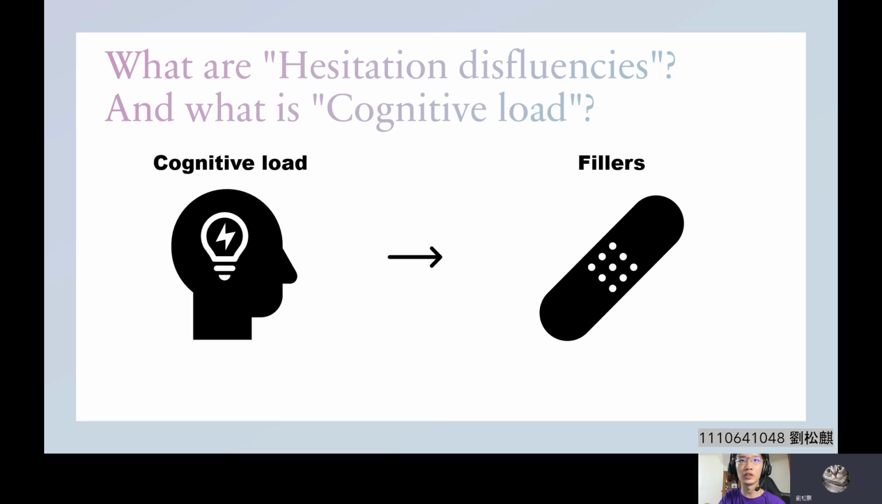In spontaneous speech, any form of nonsense pauses are called hesitation disfluencies. One of the most common hesitation disfluencies is filler words. And what is cognitive load? It is the process of phrasing your words and thinking about how to pronounce the word and what it means. The research shows that there are more likely to be filler words after cognitive load.